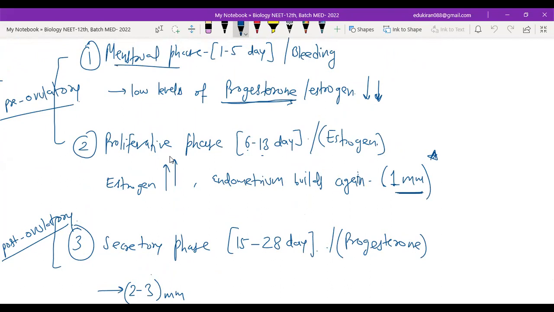there are low levels of female sex hormones, both progesterone and estrogen. Next point. This causes the endometrium to disintegrate and the associated blood vessels to rupture. Associated blood vessels of the endometrium only, not of the whole uterus.